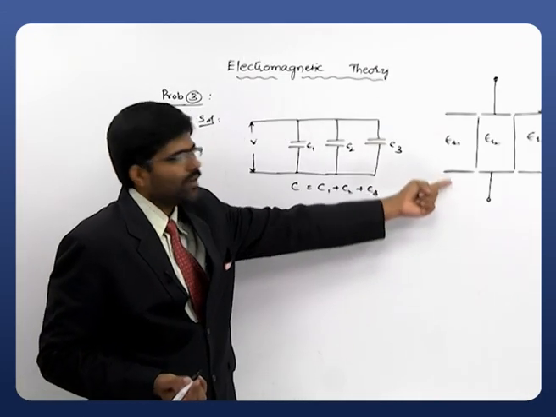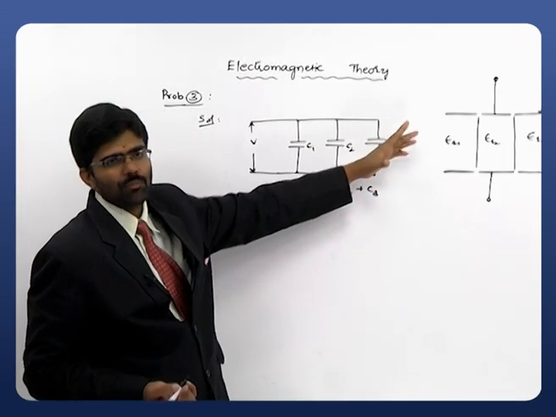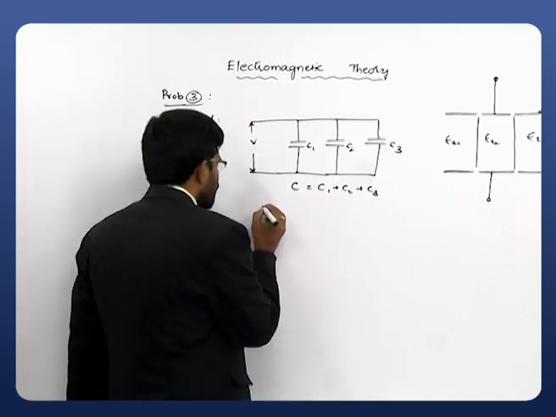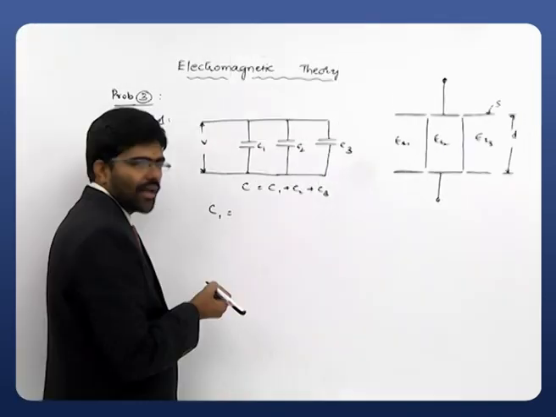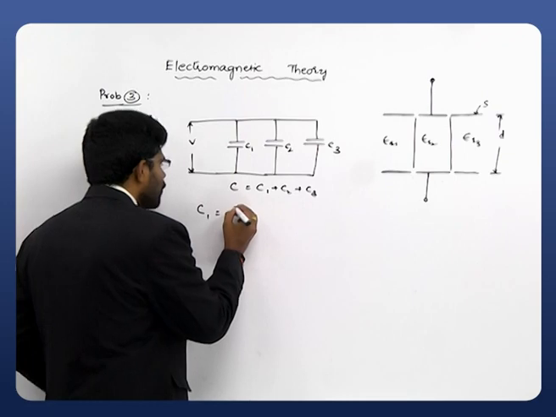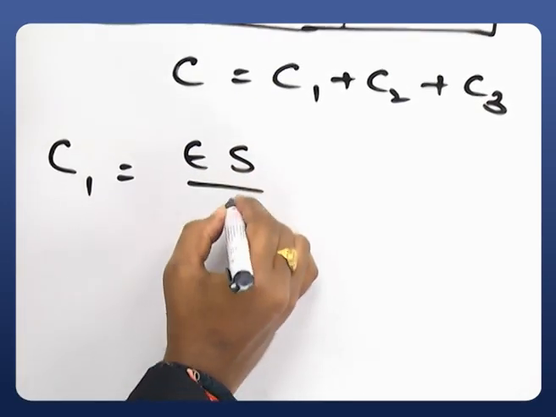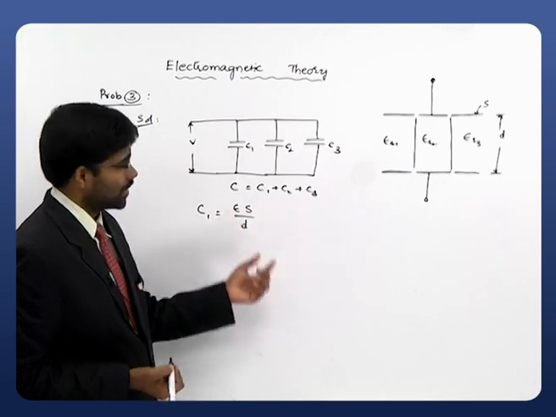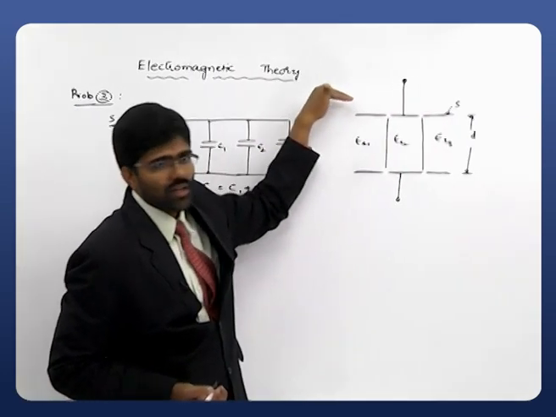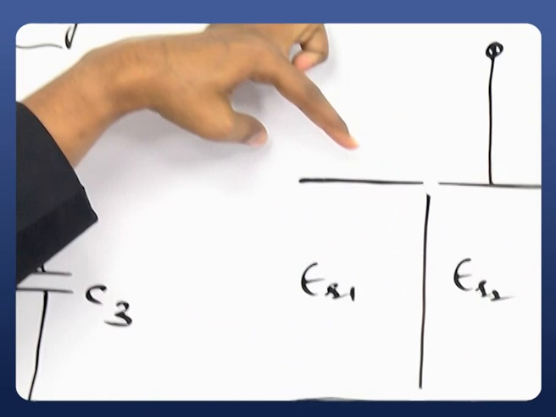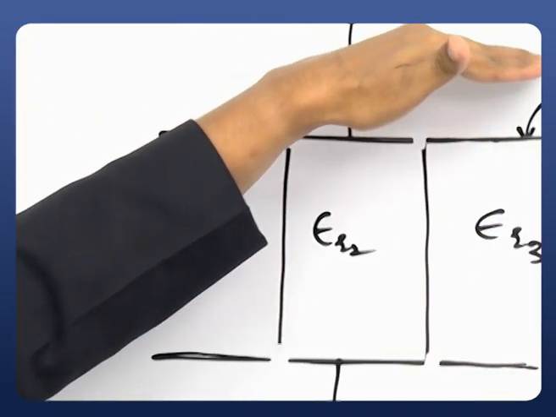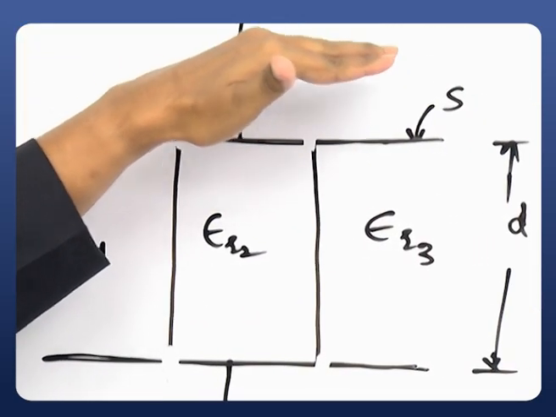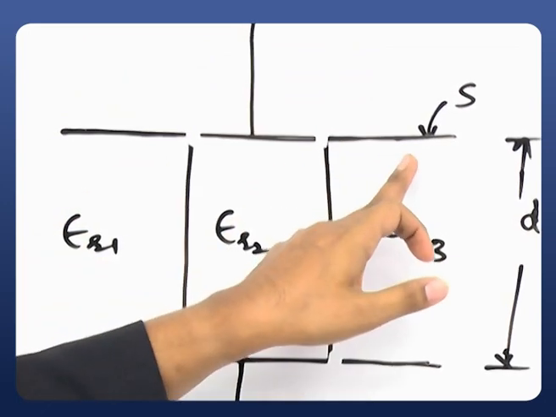Since it is a parallel plate capacitor, observe the equation meant for that. The parallel plate capacitor has the equation C1 equals epsilon S by D. This is the basic equation, and now I want to modify it. What is the surface area we are considering for capacitor 1? The total surface area is S, and that surface area is equally shared among these three capacitors.